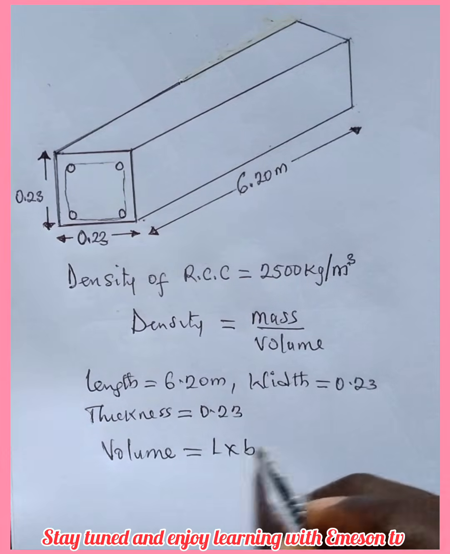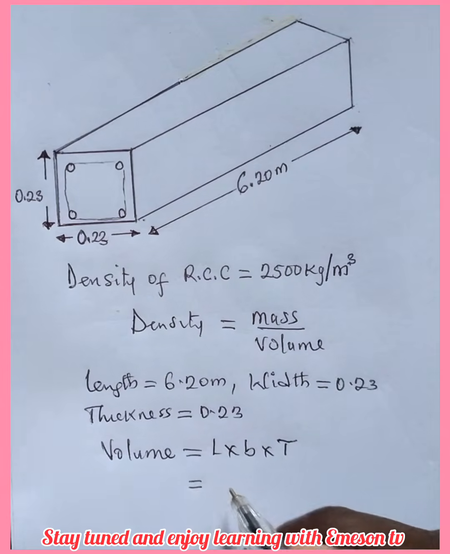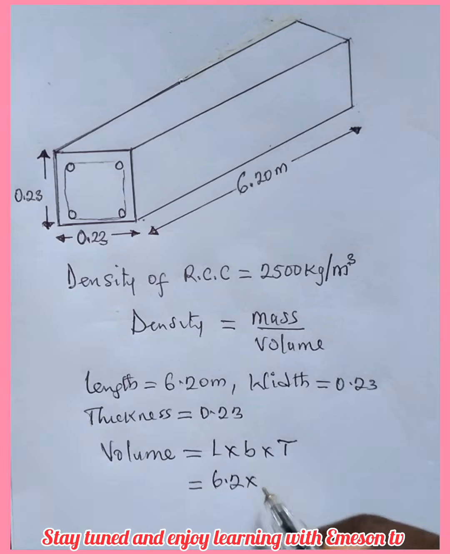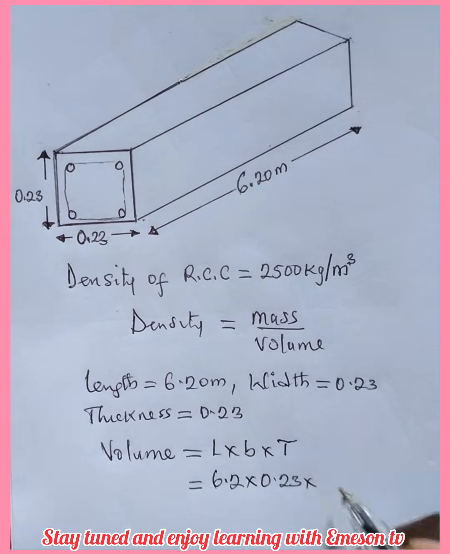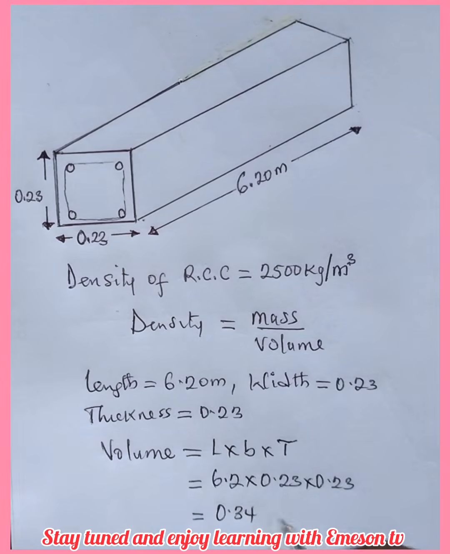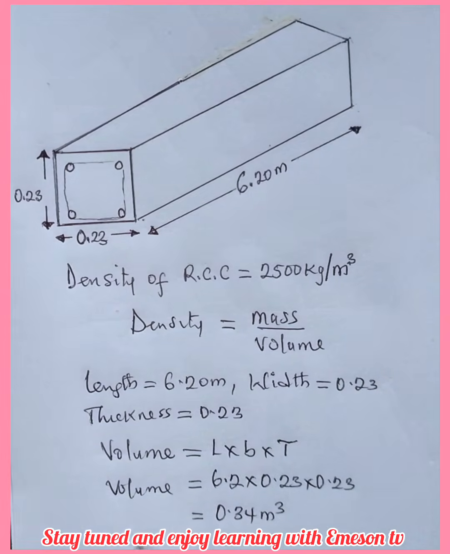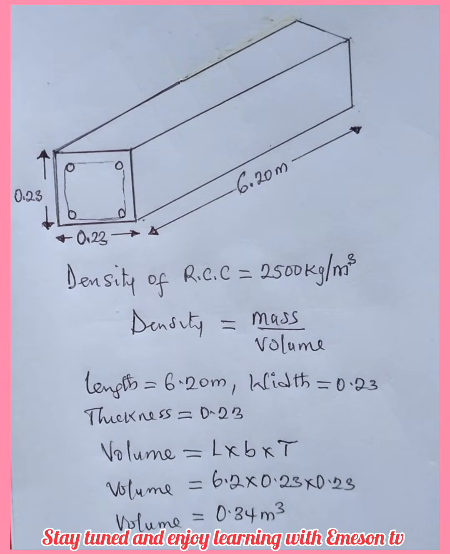Volume is this, which is equal to the length, 6.2, by the breadth, 0.23, by the thickness, 0.23. So let's multiply this. We'll have 0.34 meter cube. So this is the volume of our beam.